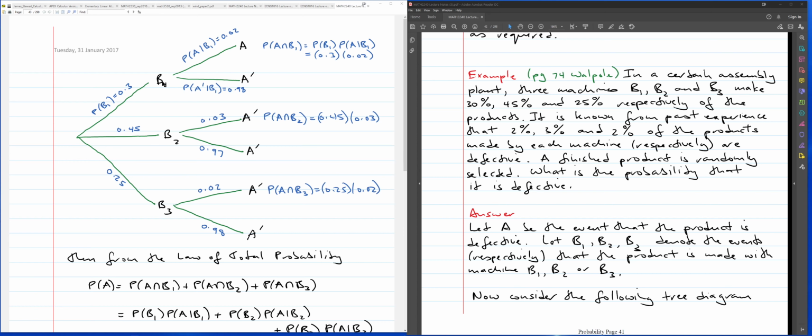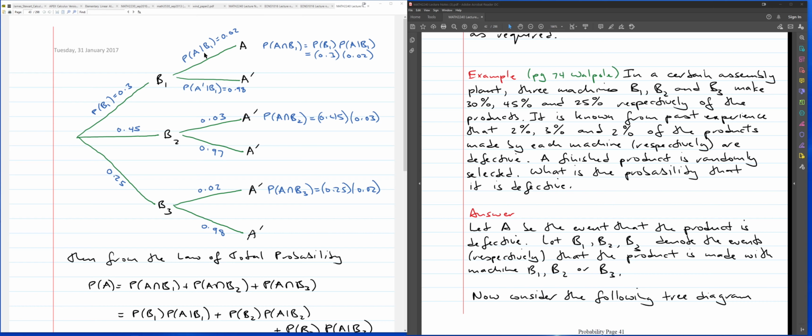Now, once you have a product and you know that it was made by B1, what's the probability of it being defective? The probability of it being defective is in fact now a conditional probability. You want the probability of defective given that the product was made by machine B1. So in your tree diagrams, the weights of the first edges are normal probabilities, but afterwards you're going to have conditional probabilities.